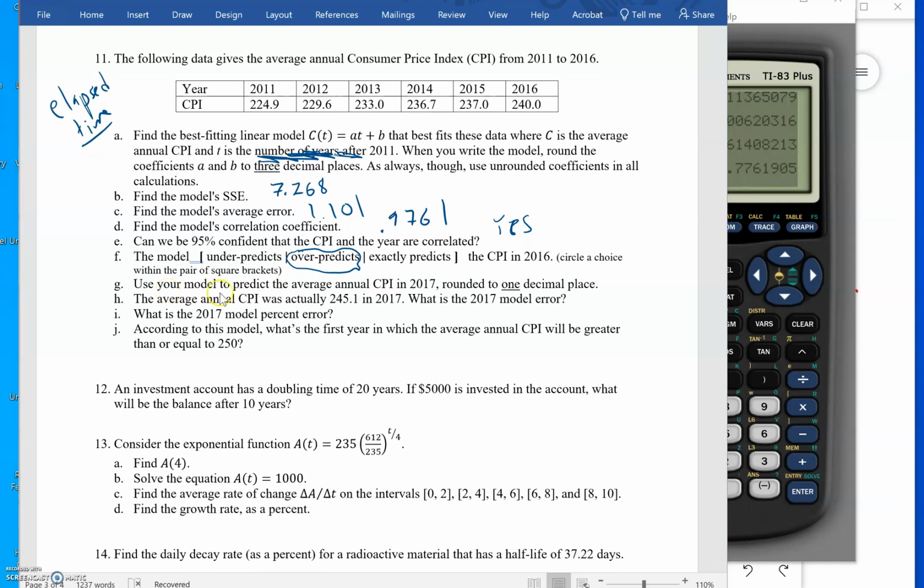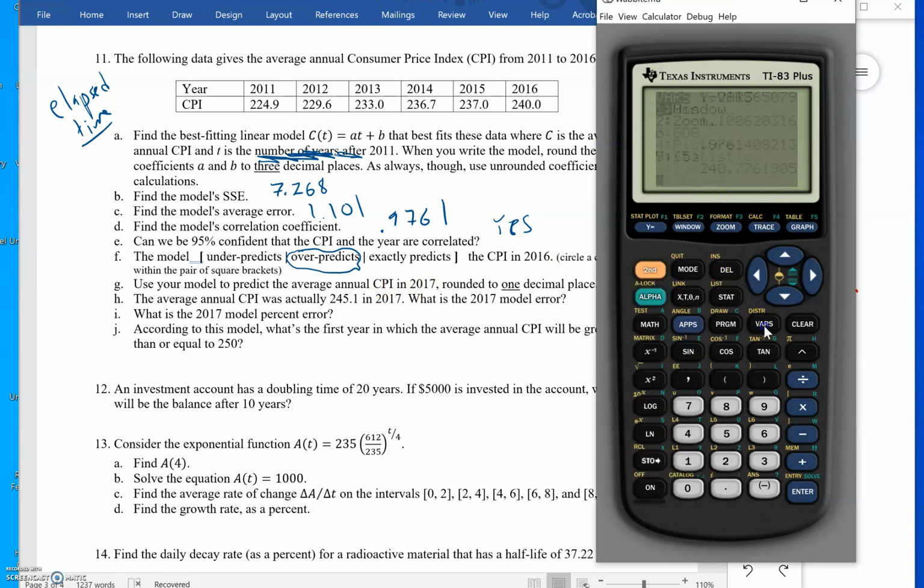Part G, use your model to predict the average annual CPI in 2017, rounded to 1 decimal place. So extrapolating here, we're going to evaluate the model. 2017 is 6 years in the future, so that's 243.7 to 1 decimal place.